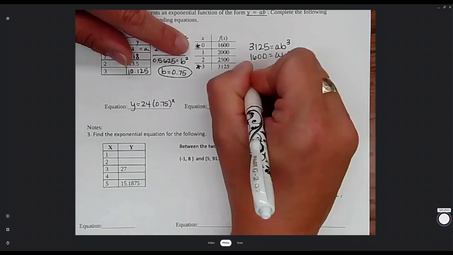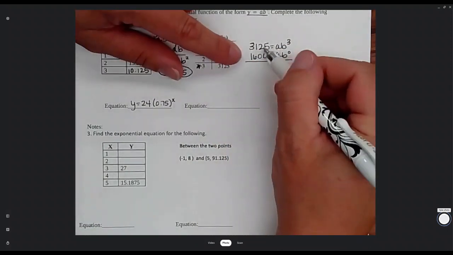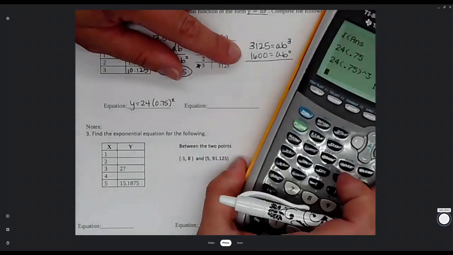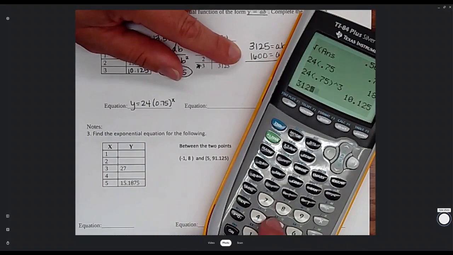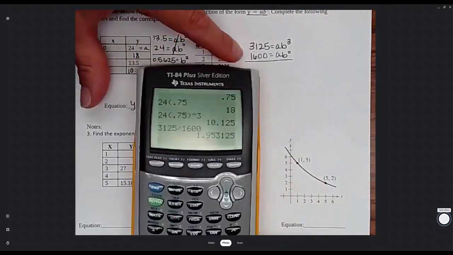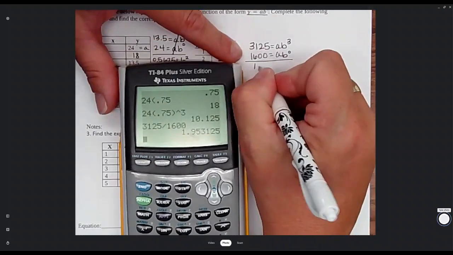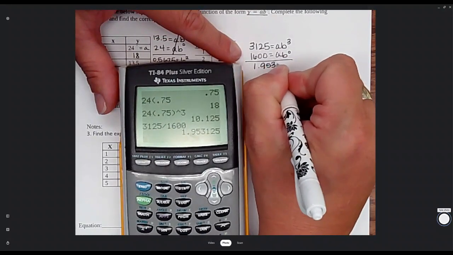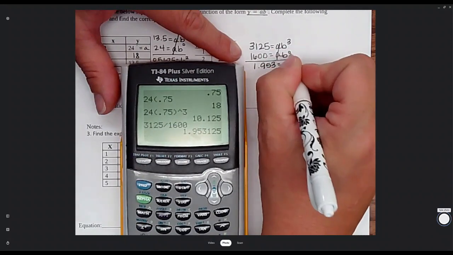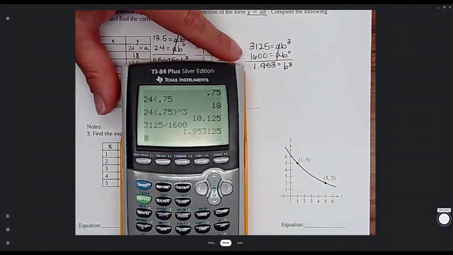AB to the 0. Okay, so again, you divide these, right? So we have 3125 divided by 1600. 1.953 equals, those cancel. 3 minus 0 is 3.